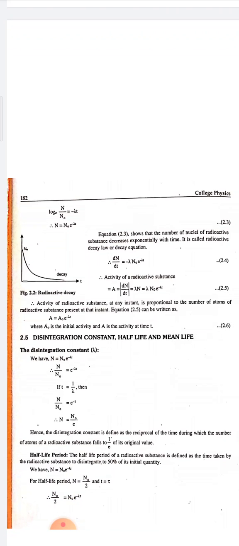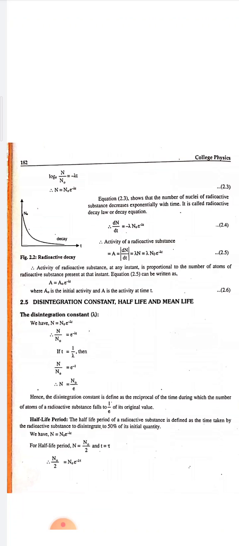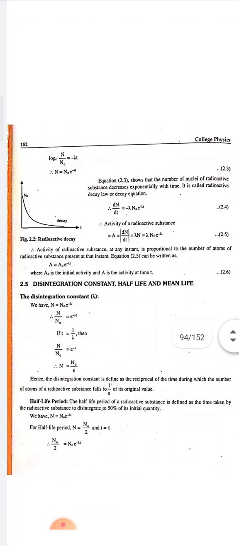Therefore, the activity of the radioactive substance is given by dN by dt, which is equal to lambda N, which is equal to lambda N0 into e raised to minus lambda t. Activity of any radioactive substance, which may come for the MCQ, at any instant is proportional to the number of atoms of the radioactive substance present at that instant. Therefore, A is equal to A0 into e raised to minus lambda t, where A0 is the initial activity and A is the activity at time t.